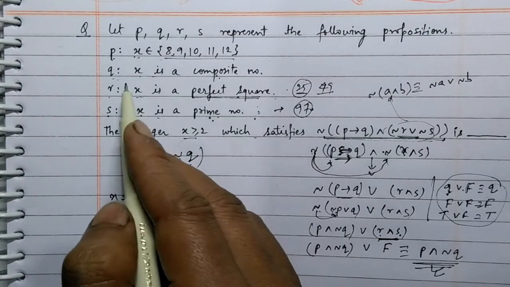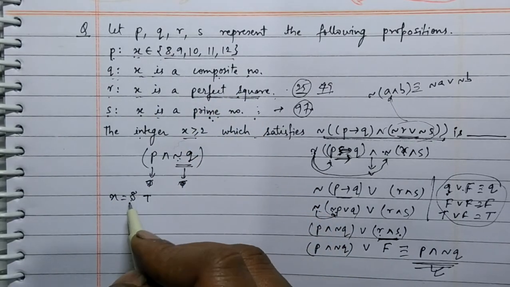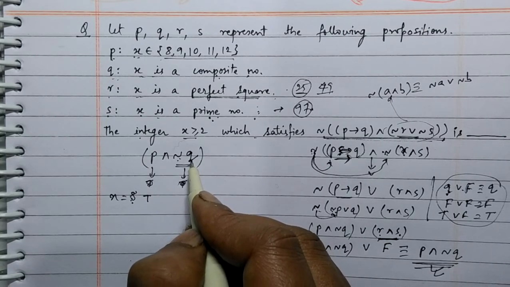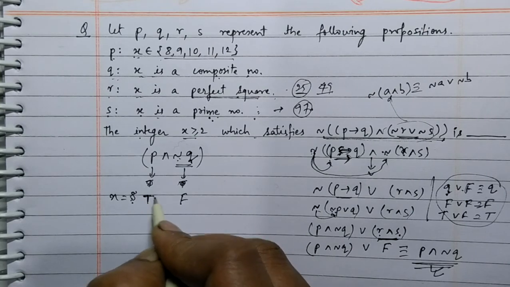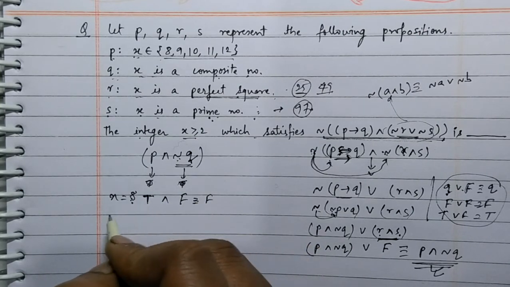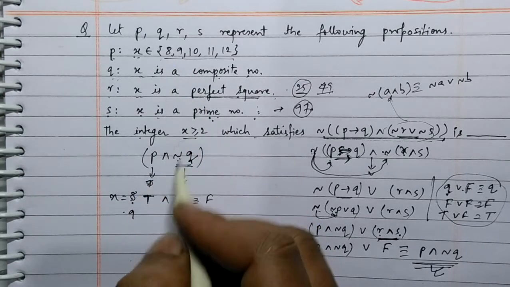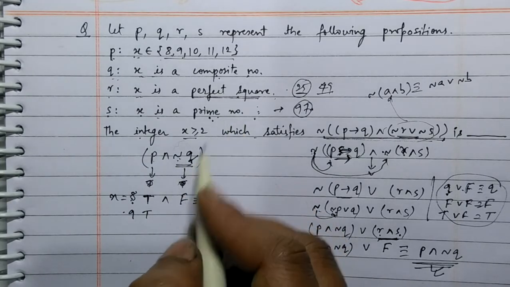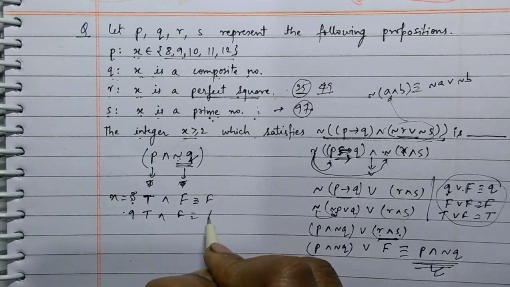Now Q is saying that X is composite. Yes, X is equal to 8. 8 is a composite number, means Q is true. If Q is true, not Q will be false, and true and false is false. So X is not the answer. Say 9. 9 belongs to the set, so P is true. 9 is a composite number. Q is true, but not Q will be false. Again, result will be false.